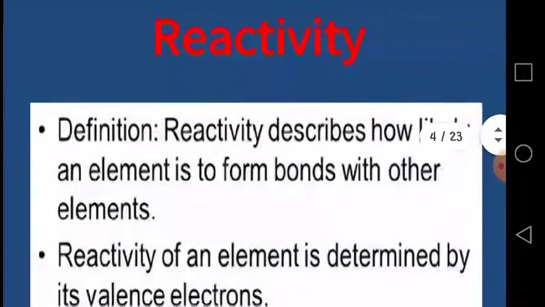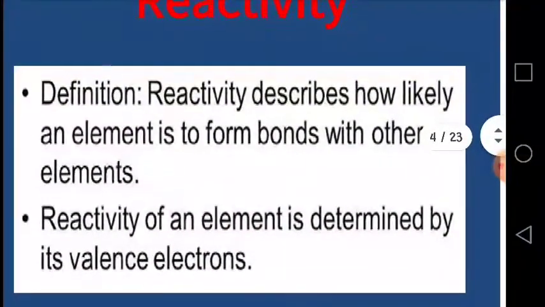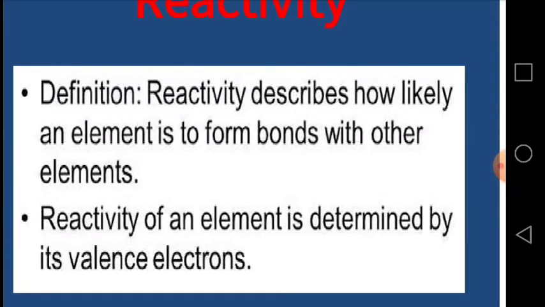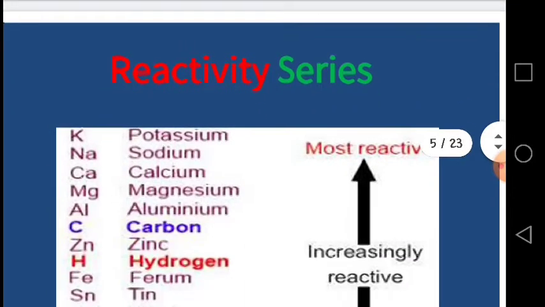Dear students, now we are moving towards the definition of reactivity. Reactivity describes how likely an element is to form bonds with other elements, and this is because of the valence electrons in the element. It means how many electrons are present in the outermost shell of the element. This determines the reactivity of the element. This is the reactivity series.